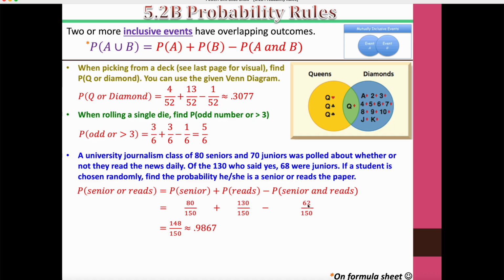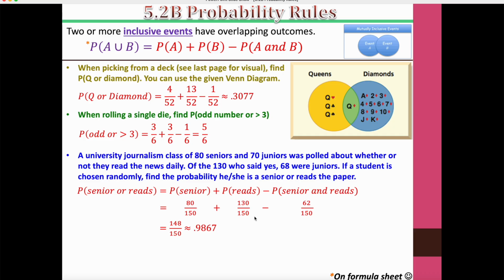So how do we know the overlap is 62 seniors who read? Well, we're told 130 of the 150 said yes, they read, and 68 of them are juniors. Well, the complement of that would have to be the other 62 students who said yes, who have to be seniors. So if we do that math, we end up with 148 out of 150, which is everyone but 2 students.